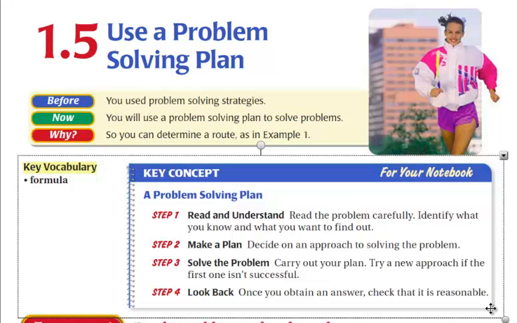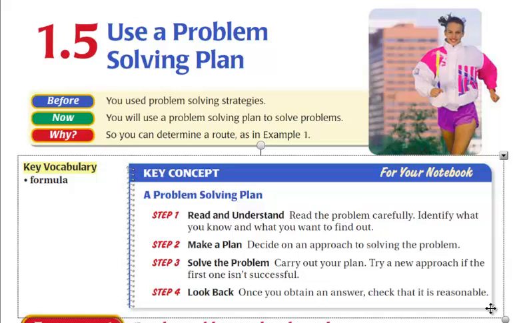Hello everyone, today we're going to learn how to work with word problems. Basically, we're going to learn what kind of steps we have to follow to solve a word problem successfully. As you see in the key concept, we have 4 different steps to follow.